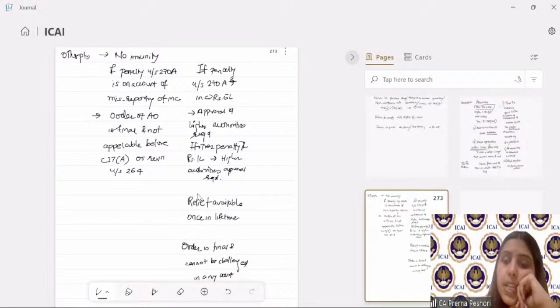Namita, yes, appeal is available, but the assessee will not go for the appeal. That's what they mean. Is that clear? Any doubt? Did you understand immunity from penalty? Any question, any doubt?